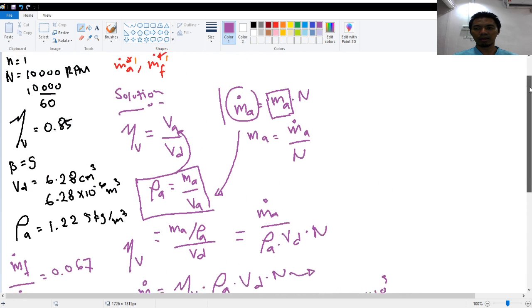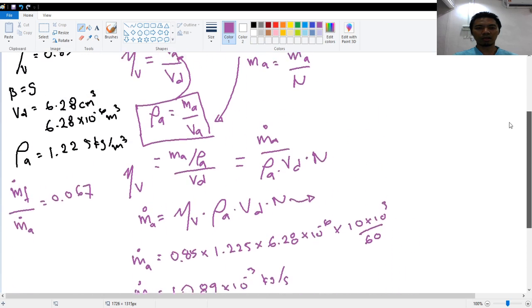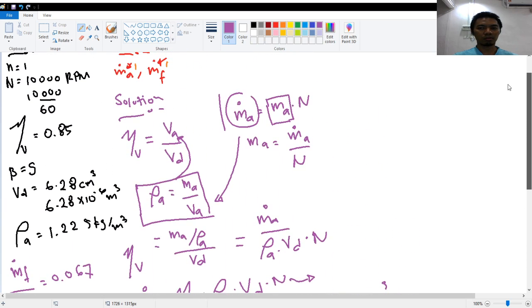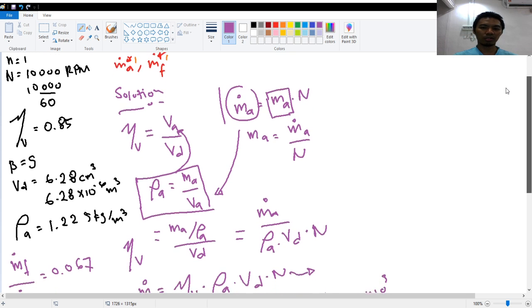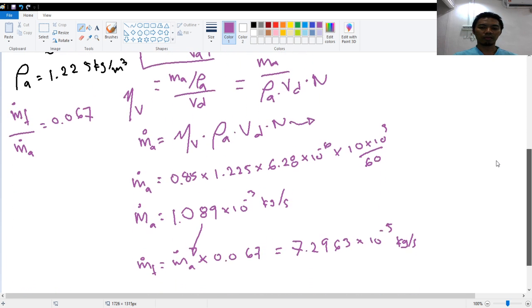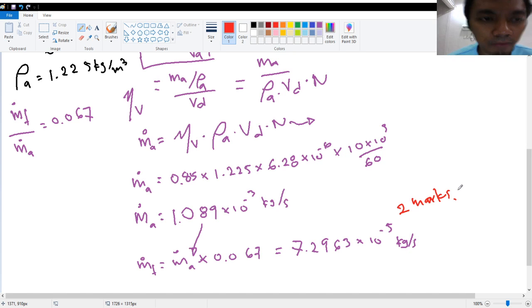I don't find any difficulty with this, as long as you memorize all the formula. All you need is formula, right? All you need is formula. And correctly press the calculator, you got 2 marks ready. There's no trick behind this question. You got 2 marks for this. There's no trick for this question. It's a straightforward question.